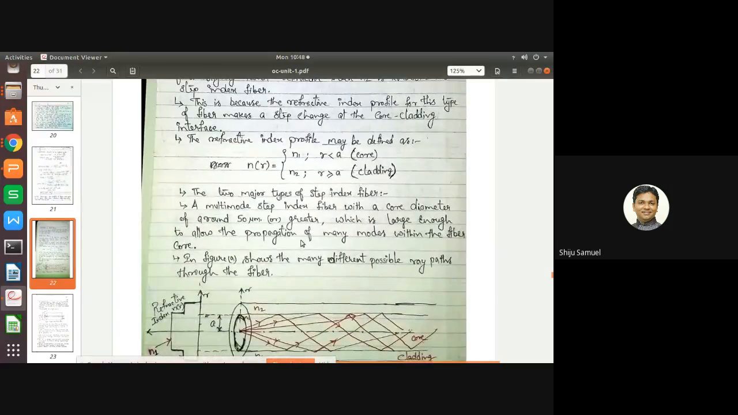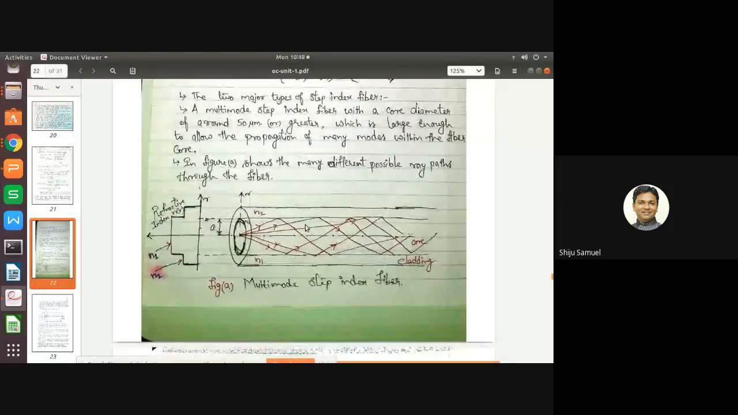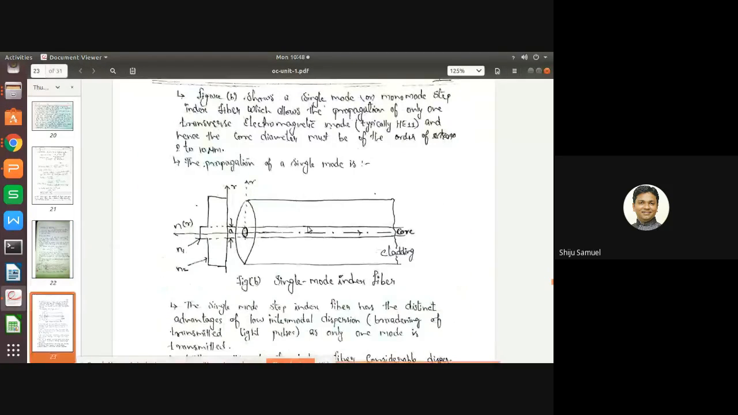Now come to our mathematical section. First I will show this diagram. This is the single mode fiber, or single mode step index fiber, or we can say monomode step index fiber. In this diagram, I have clearly mentioned the core diameter is very small. At the same time, refractive indices n1 and n2 are there, and n of r, the refractive index of the air medium.